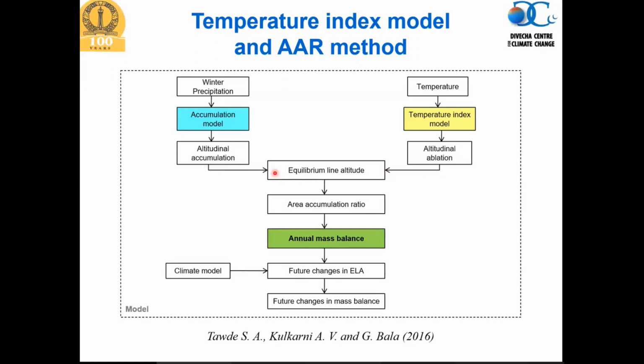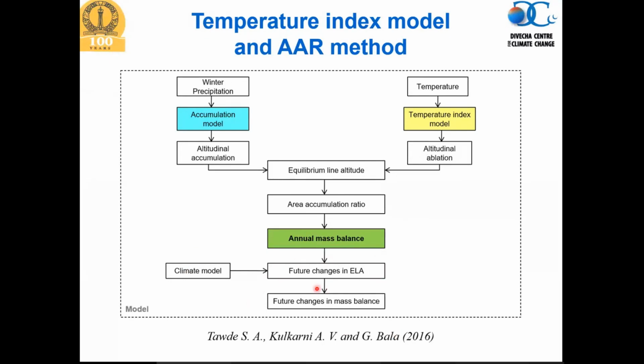you validate it for a certain period of the year where there is no snowfall, and then you run it till the end of September, and you get the imaginary equilibrium line of September. From there you get the accumulation area ratio, and you get the annual mass loss. This model has the advantage that it can be forced with climate models, and it can give you future changes in ELA and future changes in mass loss.